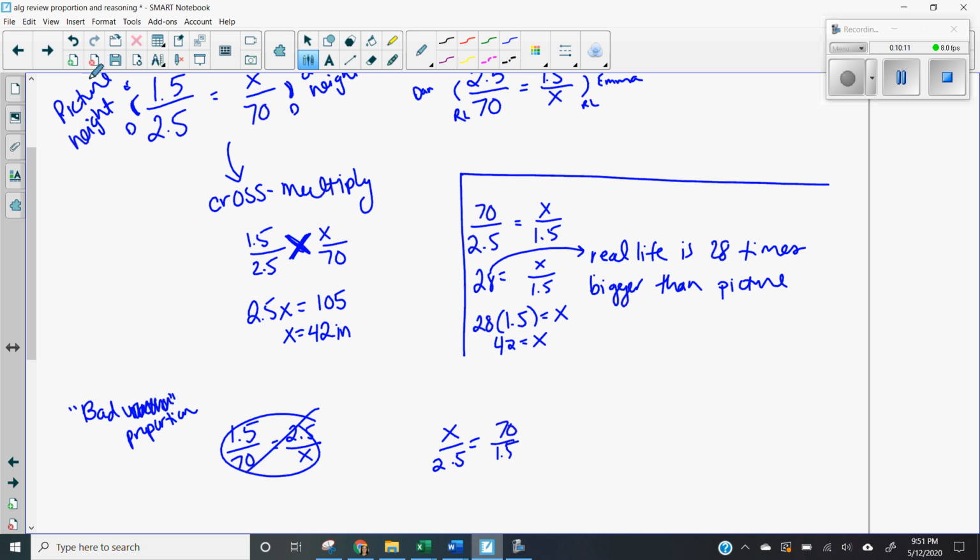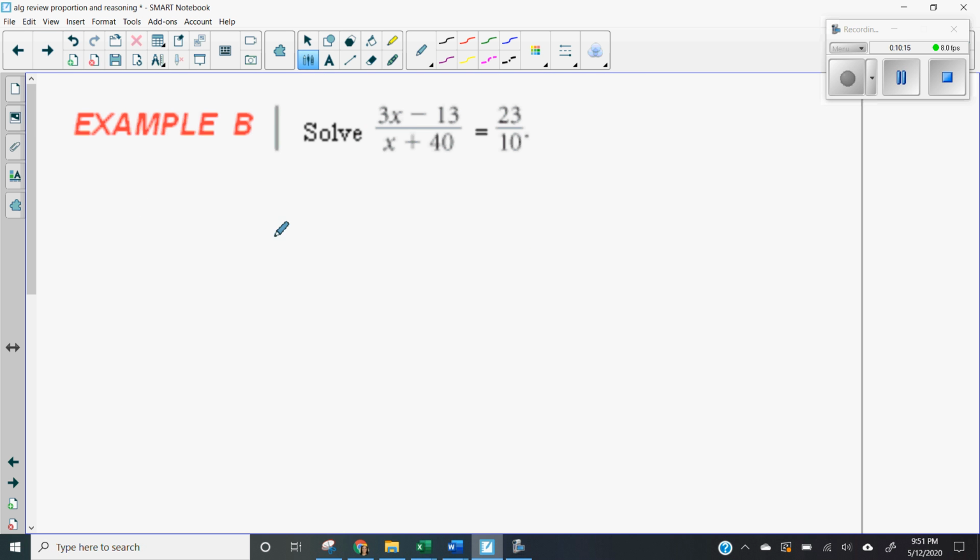Okay, let me do one more strictly algebraic example with you. We're going to solve this proportion. Go ahead and take a second and copy that down. Pause it if you need to. Okay, and we will do the same step every time. There are often algebraic steps you could do a little bit differently, but I'm going to just be consistent with cross multiplication.